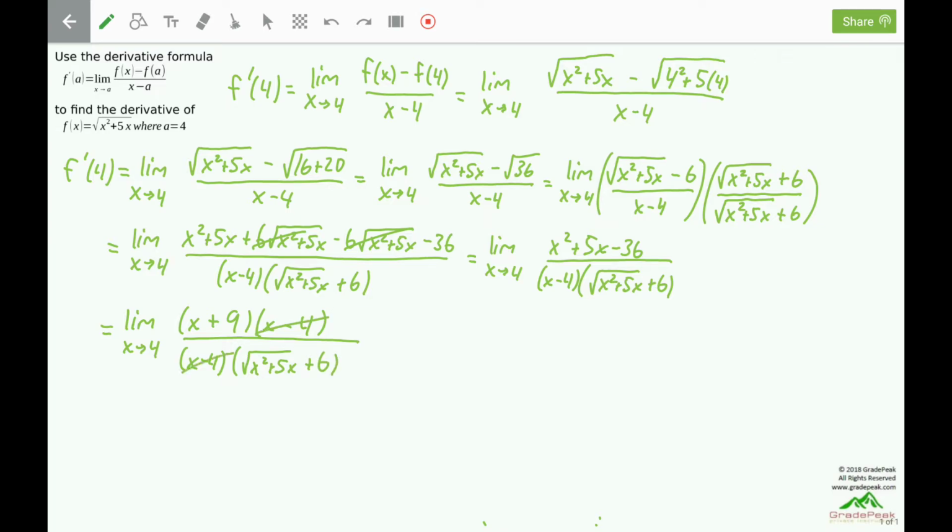And once we do that, we no longer have the 0 over 0 indeterminate form. So let's cancel those out, because that means we can now plug in a 4 for each of the remaining x's. X plus 9 divided by the square root. I'm just rewriting what we have left after canceling those. But let's go ahead and plug a 4 in for the remaining x's. So we'll have 4 plus 9 over the square root of 4 squared plus 5 times 4, and then plus 6.